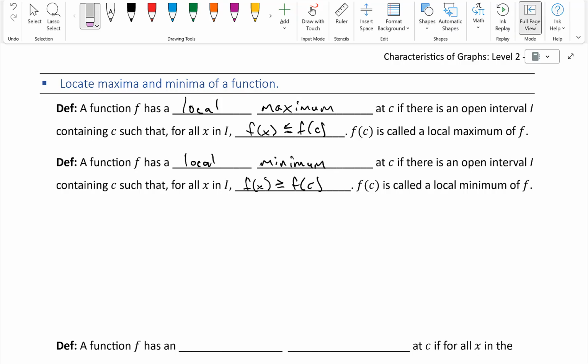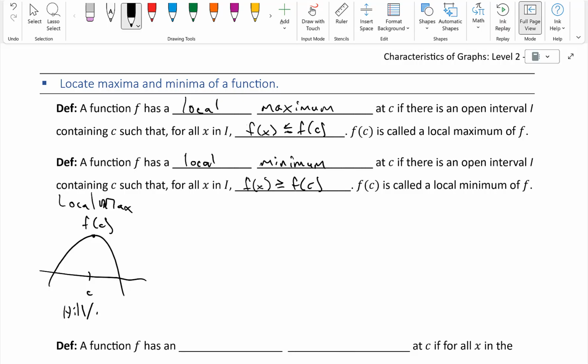So we can connect some pictures to the words. If we've got a hill and we had some value c with a function value of f of c, that's where we'll have our local max. So we're looking for a hill or a peak. For a local min, we're looking for the opposite. At some value c with a function value of f of c, we would have a valley. Right, so that function value f of c is smaller than every other value around it.